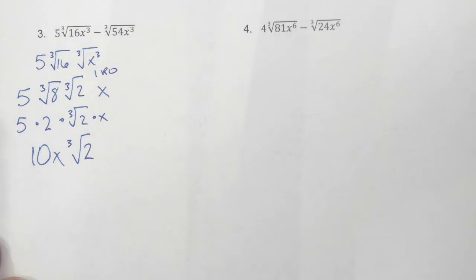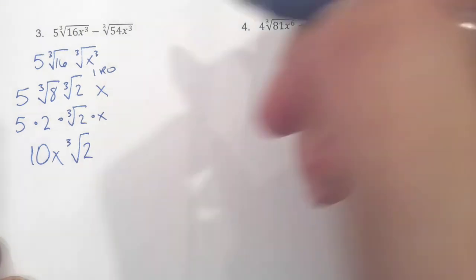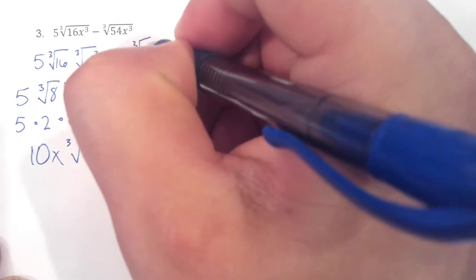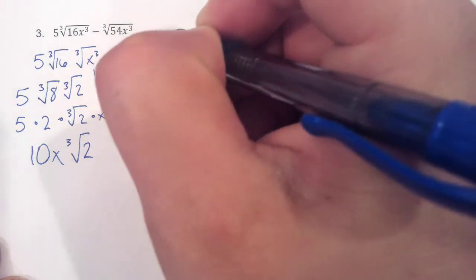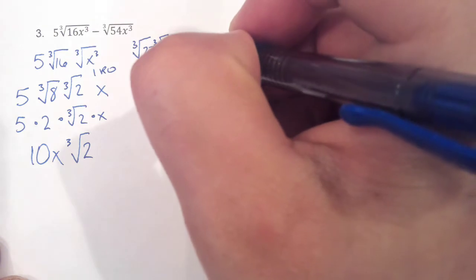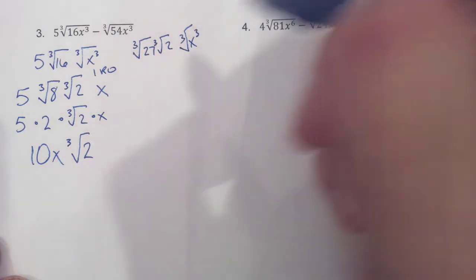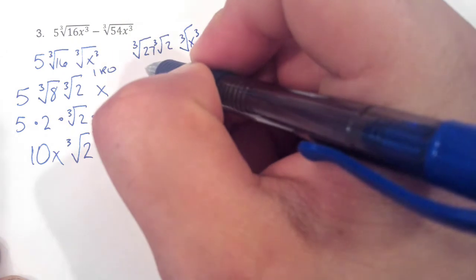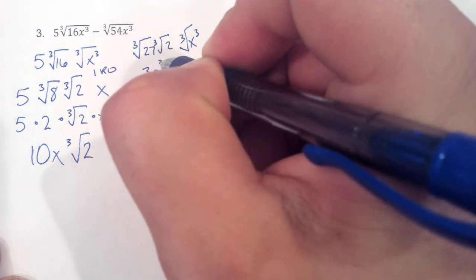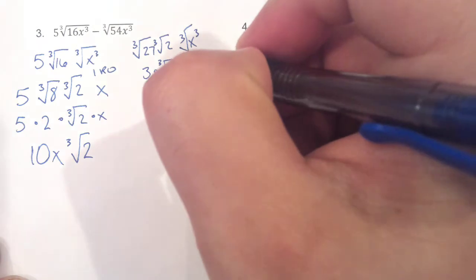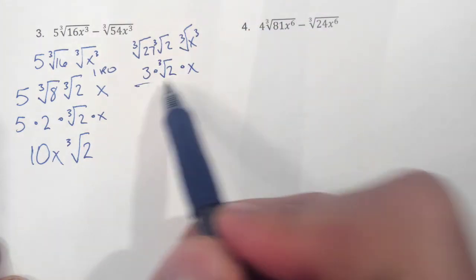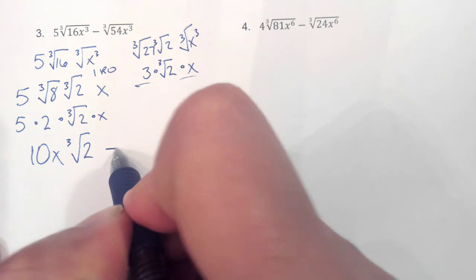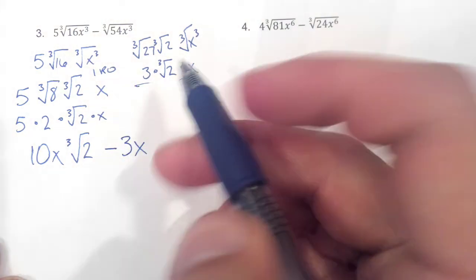Now let's look at the cube root of 54. What perfect cube divides 54? 27, right? 27 times 2 is 54. And then once again, I have that cube root of x cubed, which clearly is x. Okay, cube root of 27 is 3. The cube root of 2 does not simplify. And the cube root of x cubed is x. So again, put those pieces outside together. So that would be 3x and then the cube root of 2.